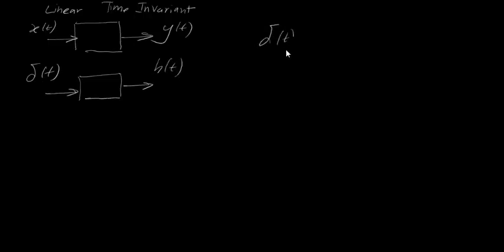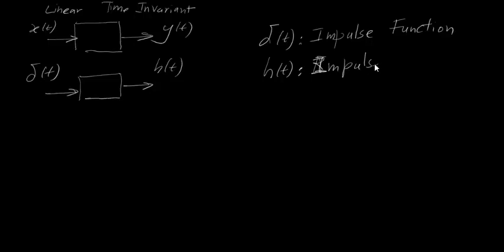Now, delta of t is simply the impulse function. And the response of our system to this at its input, h of t, is going to be called simply the impulse response. The name basically is a giveaway. It's the way our system responds to an impulse at the input.